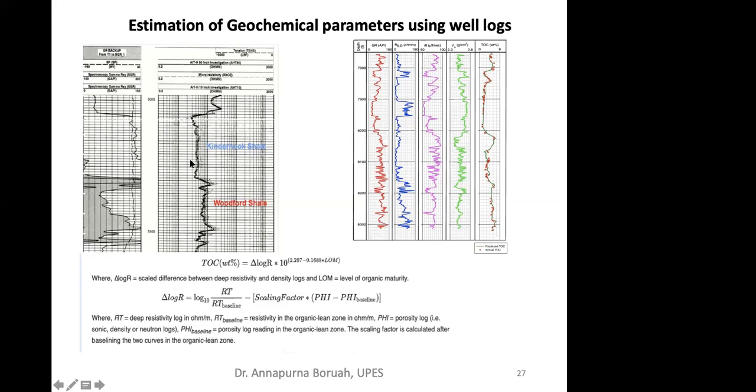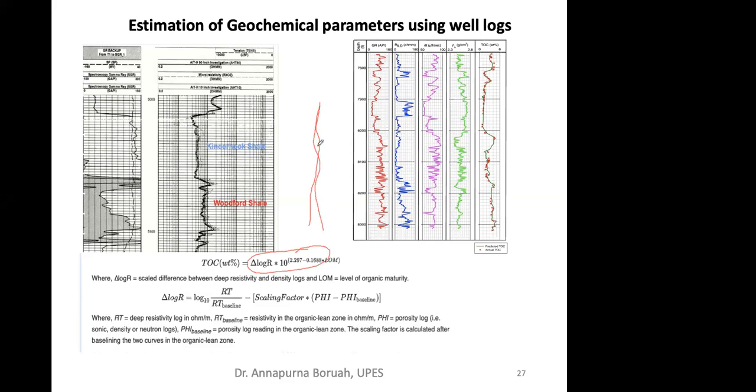So this first one is an example from Woodford Shale, where TOC is calculated using the Passey method. This is the equation to calculate total organic content using the Passey log. Using delta log R, you can calculate the TOC. This delta log R is the difference. Suppose you have a resistivity log and a gamma log, that you can also use. You have to overlay these two logs.